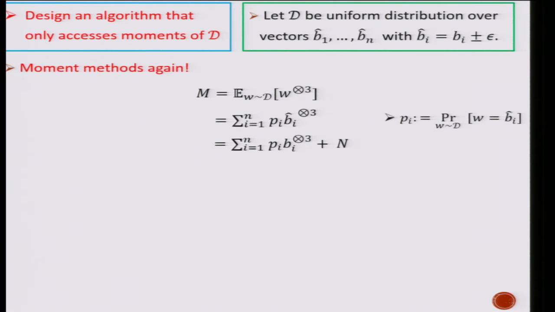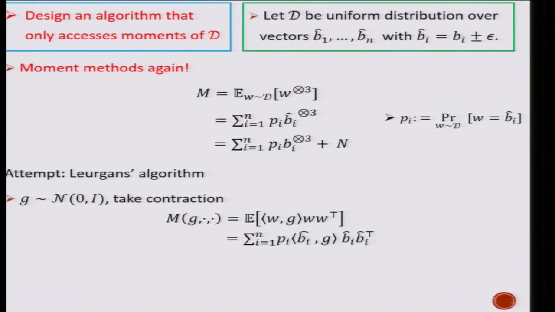So we are trying to find bi from the moment. This is the main question: you are trying to find just one bi, only one of them. So let's try to use Luhrgen's algorithm again. Luhrgen's algorithm is the algorithm for orthogonal tensor decomposition, although it doesn't tolerate noise. But let's try to use it. We take a random Gaussian G, and take a contraction of this tensor using G. The notation mg dot dot just says that you view the tensor as a 3D array and average the slices using the vector G. So basically it's just this matrix, w dot g times ww transpose. It's a weighted covariance matrix.